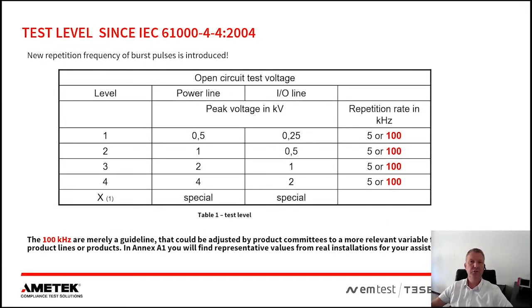Since edition 2, we have the new burst test frequency of 100 kHz. This is not mandatory to use. Users can decide if they want to test with 5 kHz or 100 kHz, or if it's specified in their product standard, then they have to use the value which is specified there. The 100 kHz is just a guideline, but honestly, it's closer to reality.